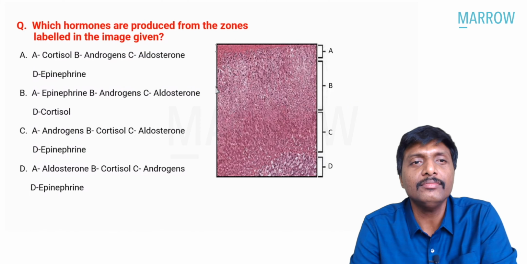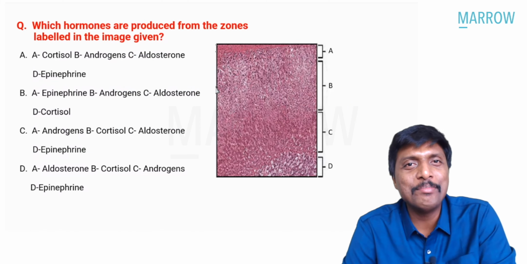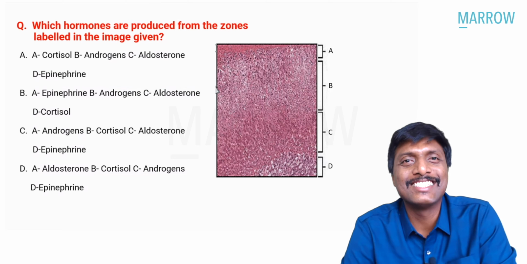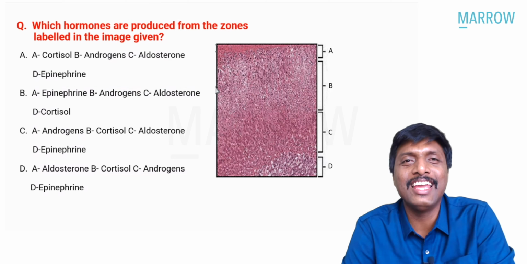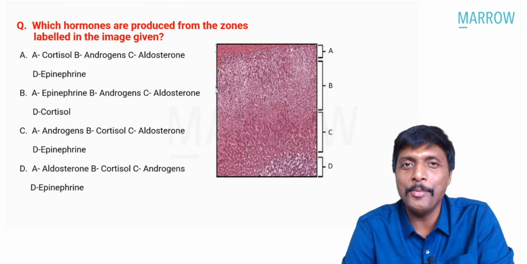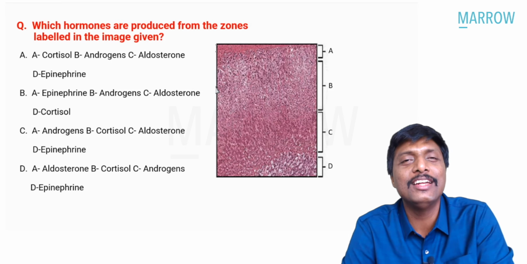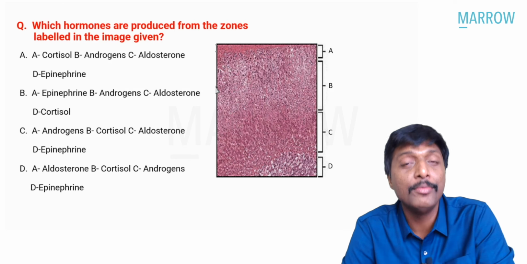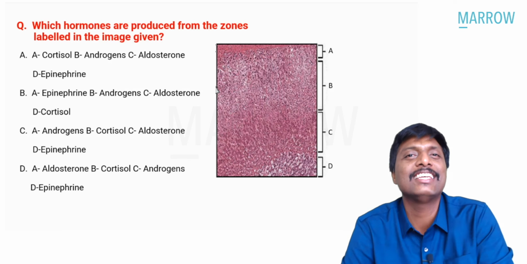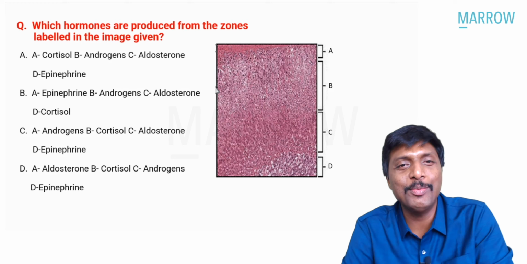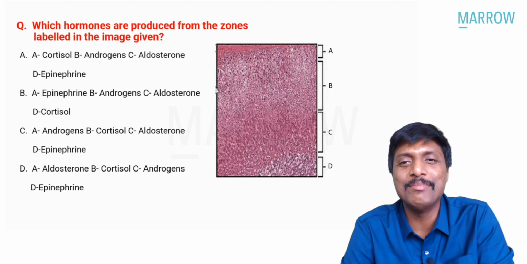Next. One of the most simplest out of all the questions, and seeing this question, I felt very happy. You see, your mood inside the exam hall is very, very important. When you see questions like this, your mood will be totally elevated, and in a happy mood, your performance will always enhance. Which hormone are produced from the zones labeled in the image given?